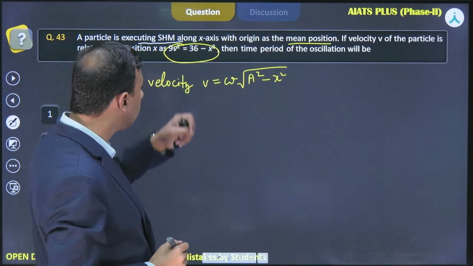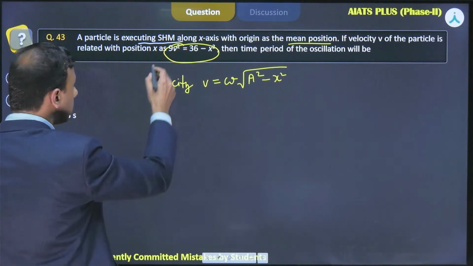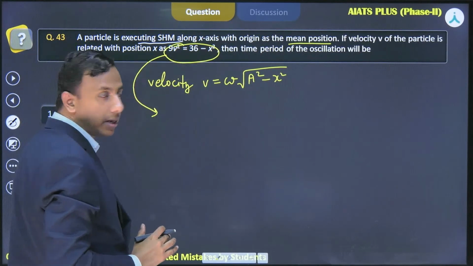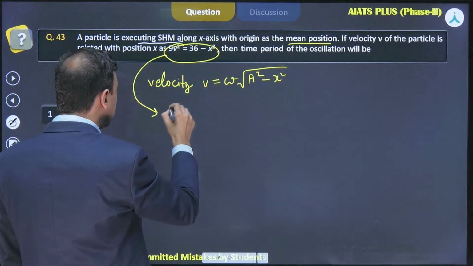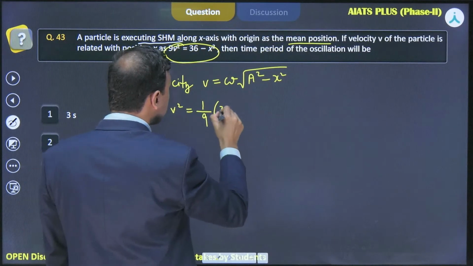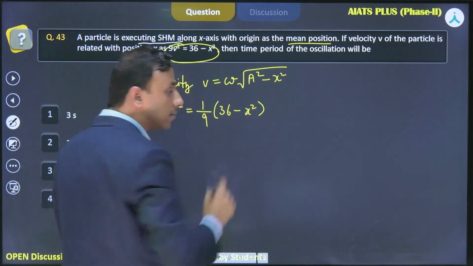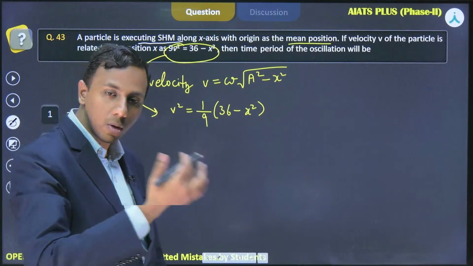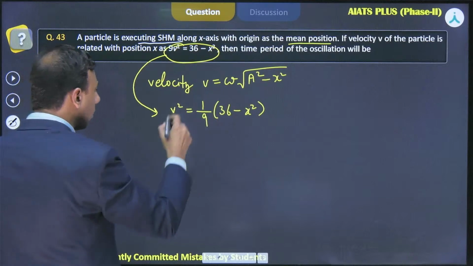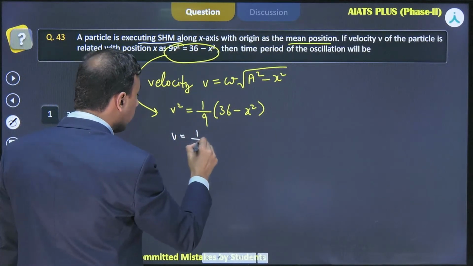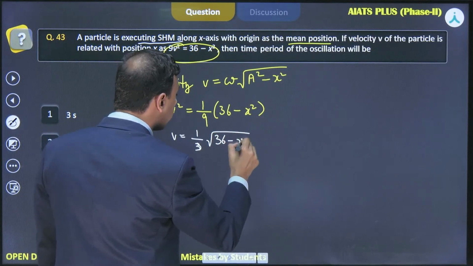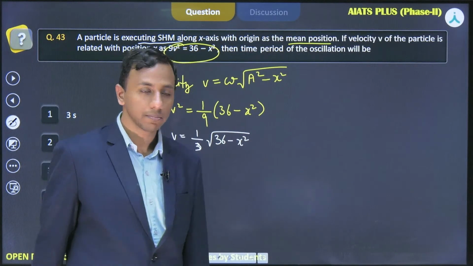Now if you see over here, let's simplify this and see what it becomes. So 9v square is equal to, it is written, right? So v square is equal to what? Let's write down v square is equal to 1 by 9 (36 minus x square). Now what do we do? Take square root on both sides. See what it becomes. If we take square root, v is equal to 1 by 9 becomes 1 by 3, and this is under root 36 minus x square, right?